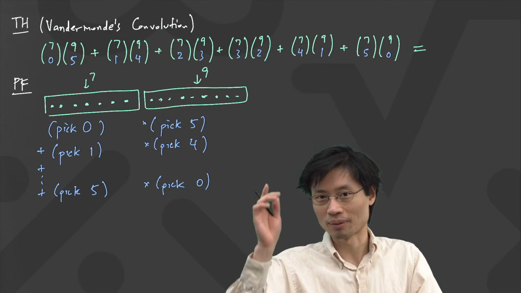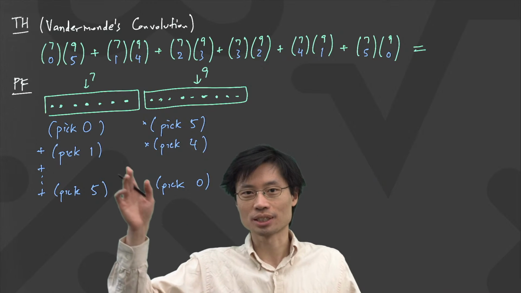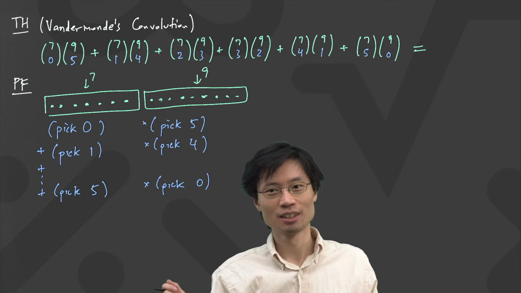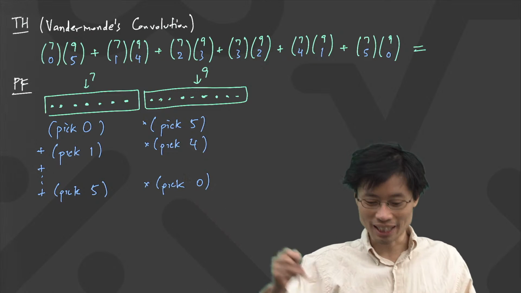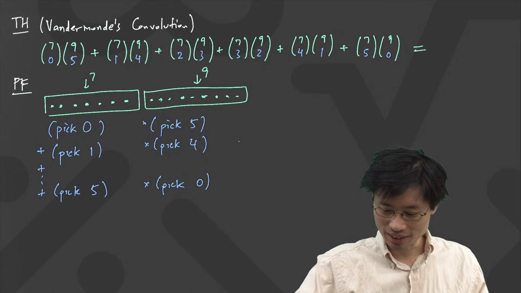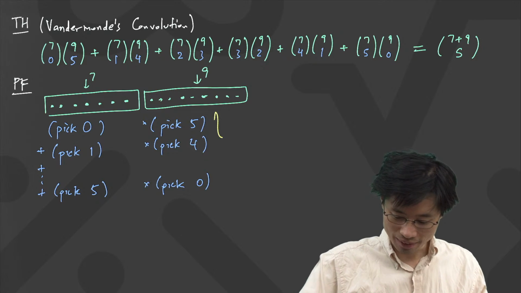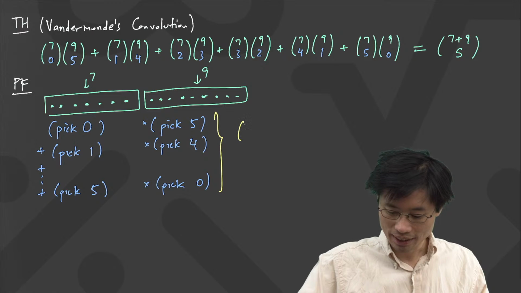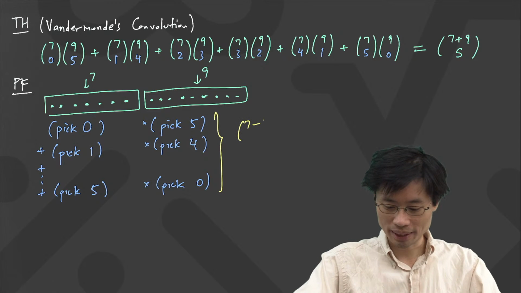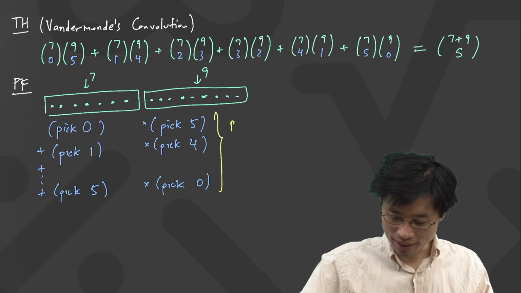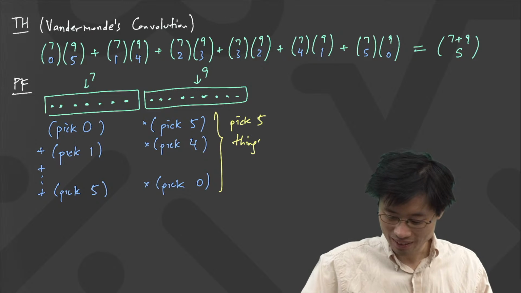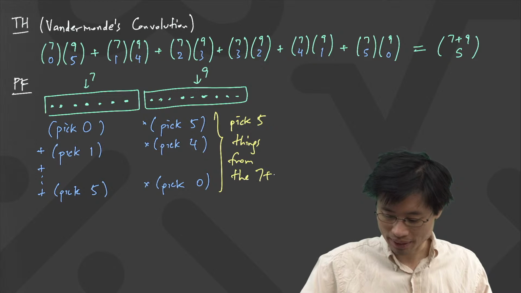use that immediately, but I want to use the rest of what you said, which is I'm picking 5 things. From how much? From 7 plus 9 things. So the answer is just 7 plus 9, choose 5. Right? Because if I add all of this together, it's just pick 5 things from anywhere. Pick 5 things from the 7 plus 9.